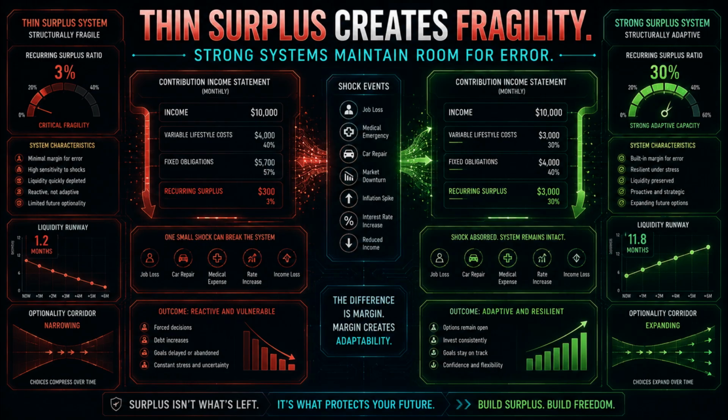Even small disruptions like car repairs, inflation, which has been dealt with in another place in this channel, temporary unemployment, health issues, interest rate increases, which impact financing costs, or reduced hours can destabilize the structure. This is critically important because recurring surplus is not merely a profitability measure, it is a resilience measure.